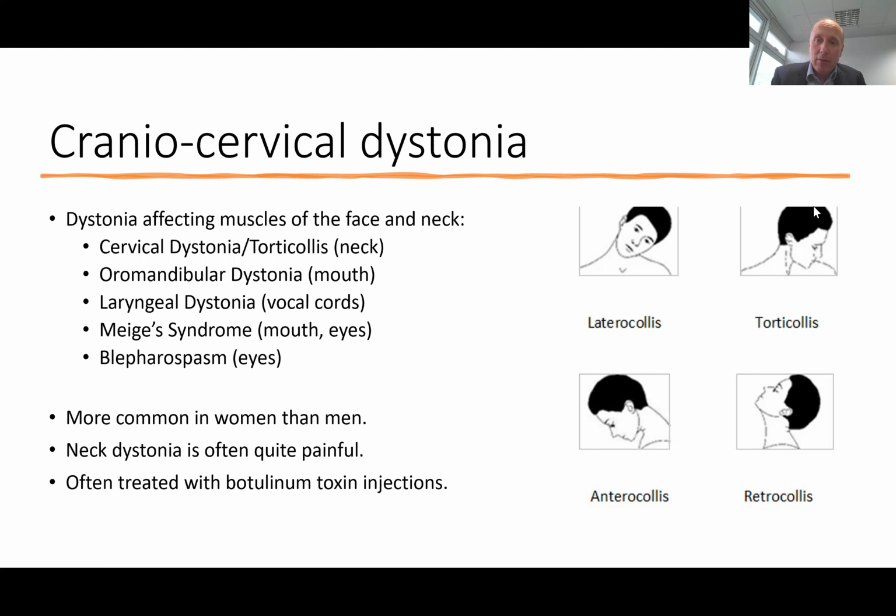So here are some pictures of different positions that cervical dystonia can cause. Torticollis, meaning a rotation of the neck, laterocollis to the side, anterocollis forward, retrocollis backwards. And some people have combinations of these patterns. By recognizing the pattern and the muscles that are overactive and causing the pulling, you would tend to target those muscles with botulinum toxin injections to reduce their excitability, to calm them down, and to allow more normal movement to happen.